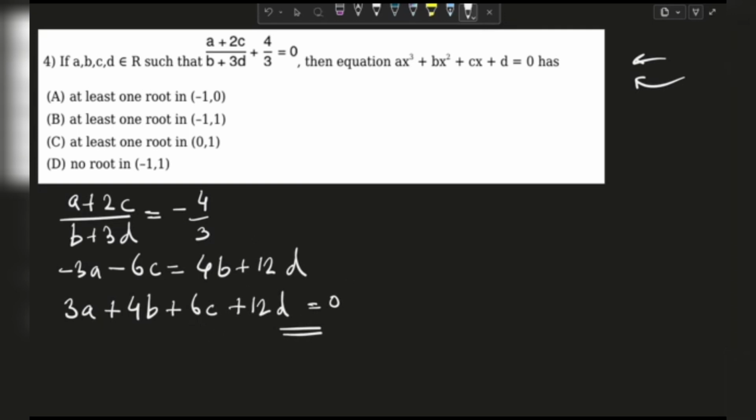And now I will make a quick observation in this particular part. If you observe this equation, ax cube plus bx square plus cx plus d, what you can make out from the question is that in our 4 options we have been asked about roots. And we have at least one root in -1 to 0, at least one root in -1 to 1, and options like that. So anyone who has learnt application of derivatives properly, or maybe even theory of equations, can easily ascertain that this question has something to do with Rolle's theorem, either Rolle's theorem or intermediate value theorem, we will see it.